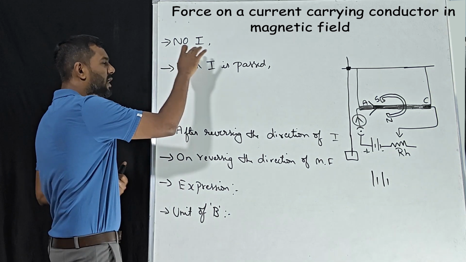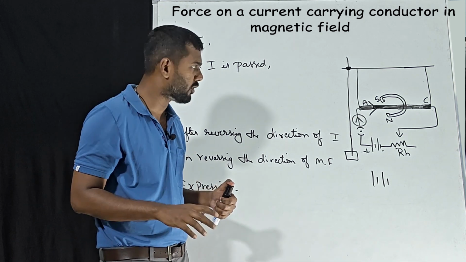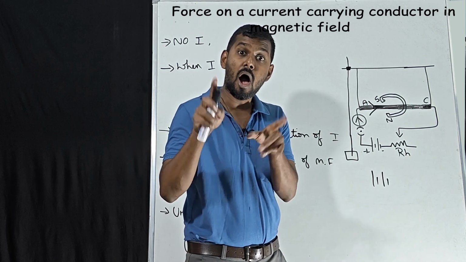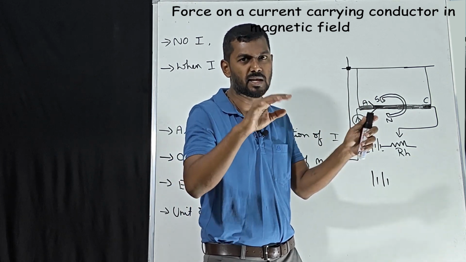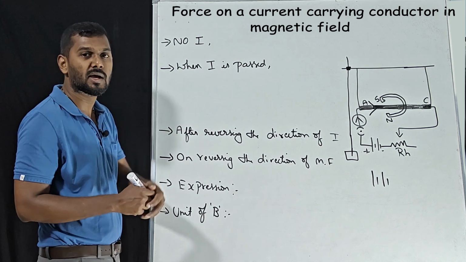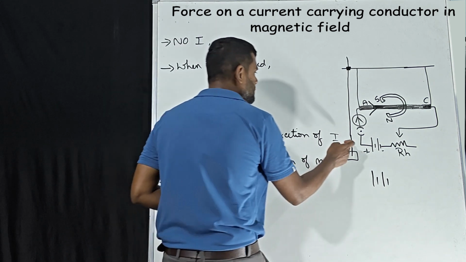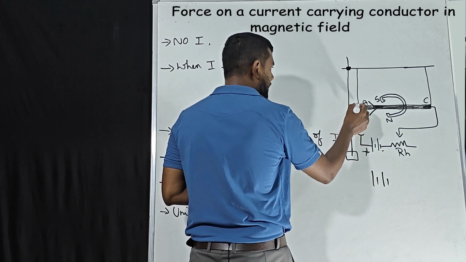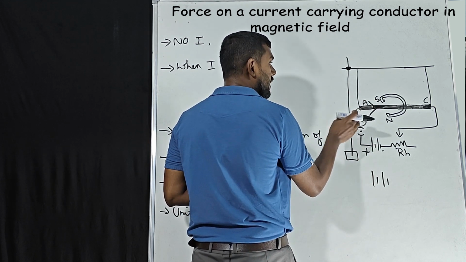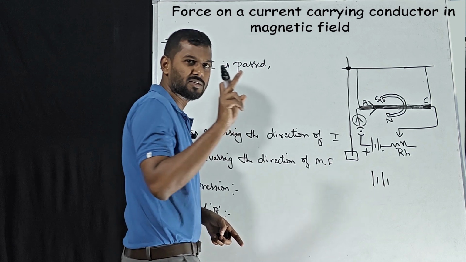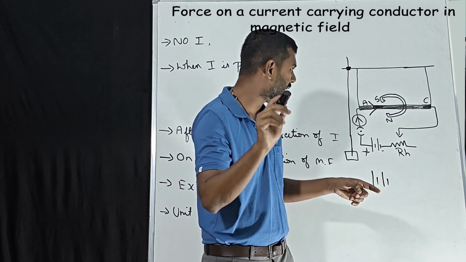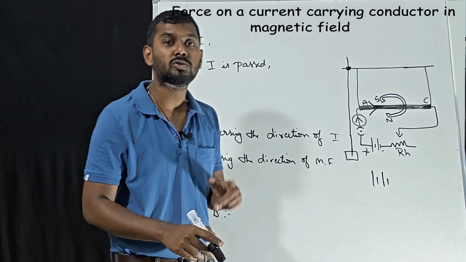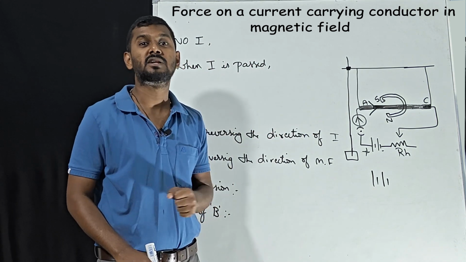Now when no current is flowing, this conductor will not move to and fro, it will be still. But when the current is passed from the positive terminal, it goes here and current is flowing towards the right side, and we know the magnetic field will always be from north to south. Now how to find the direction of force?